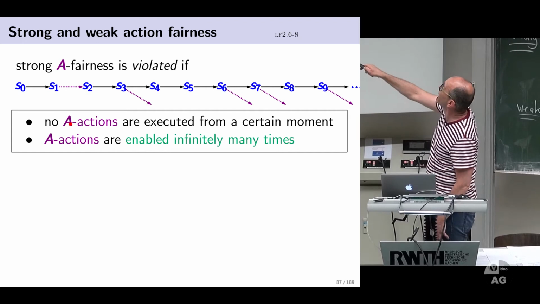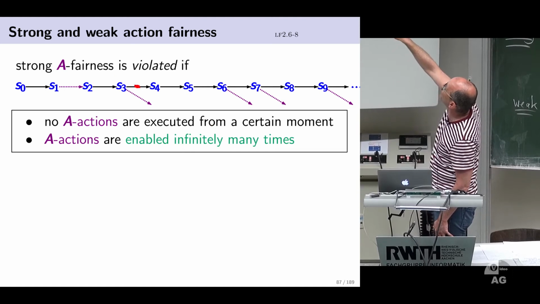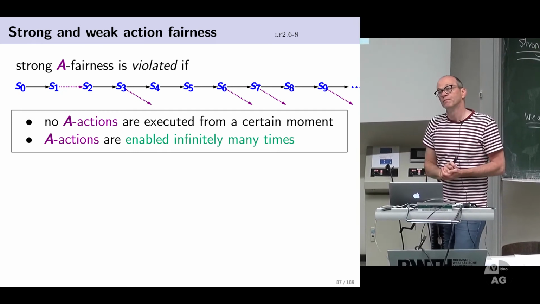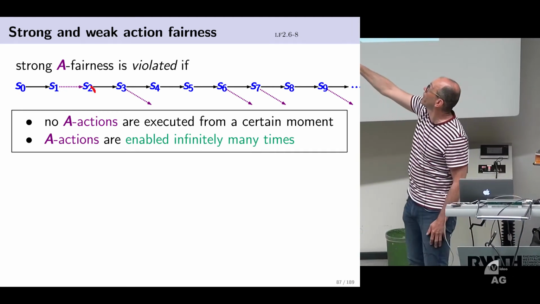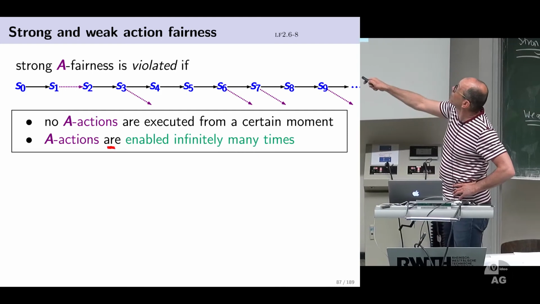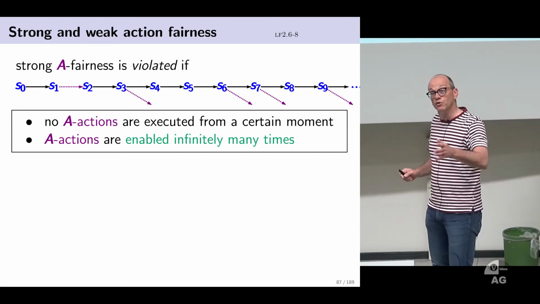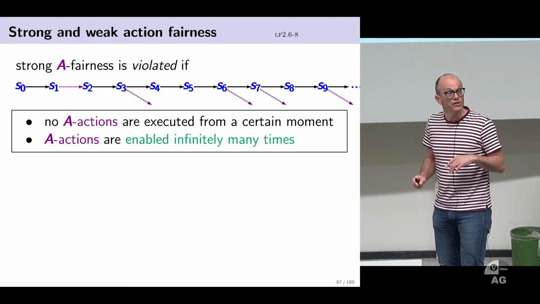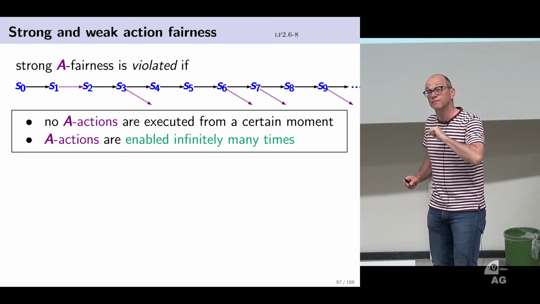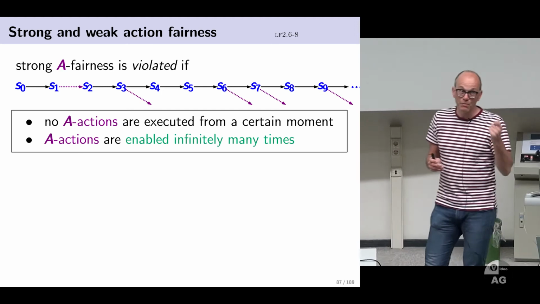Now you see there are no A actions executed from a certain moment on. For instance, here we see only the solid arrows, and assuming that the dot, dot, dot means that this pattern repeats, from S2 on I don't take any A actions. And A actions are enabled infinitely many times. Strong fairness means if you can do an A action infinitely many times, you should do it. It doesn't, so therefore it's not fair. It's not strongly fair with respect to the set A. Maybe you don't like the set A. Well, then you should have taken a different set, right? Keep in mind it's parameterized in the set A.